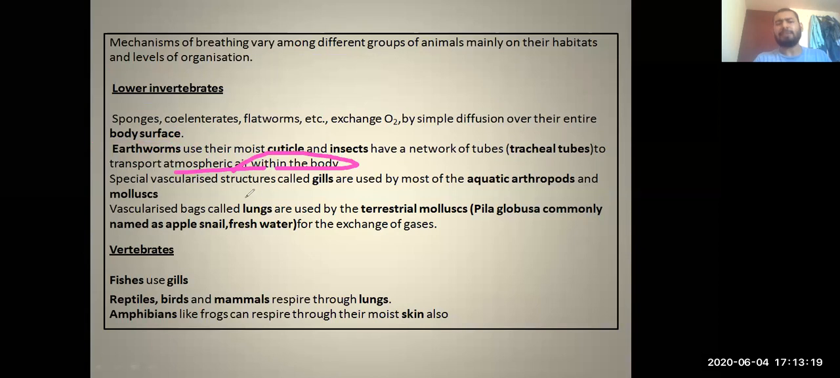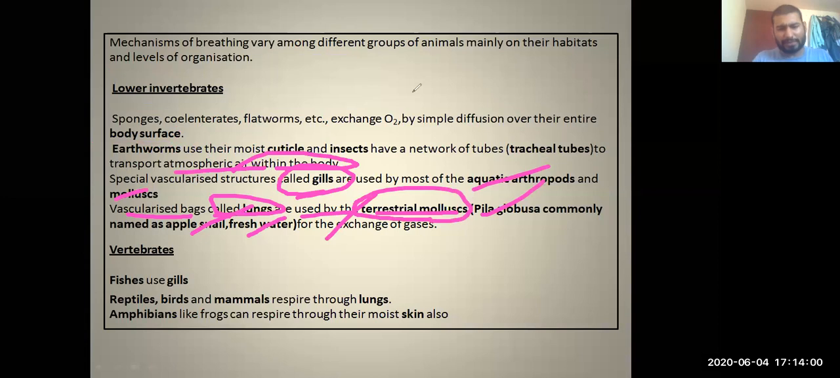and respiration takes place. In case of aquatic arthropods and mollusks, both have gills, and they perform respiration through the gills. Vascularized bags called lungs are used by the terrestrial mollusks, that is Pila globosa, which is also known as the apple snail. This is a very important feature of Pila globosa. This is a freshwater animal, and it is also a terrestrial mollusk, and it performs respiration through lungs.